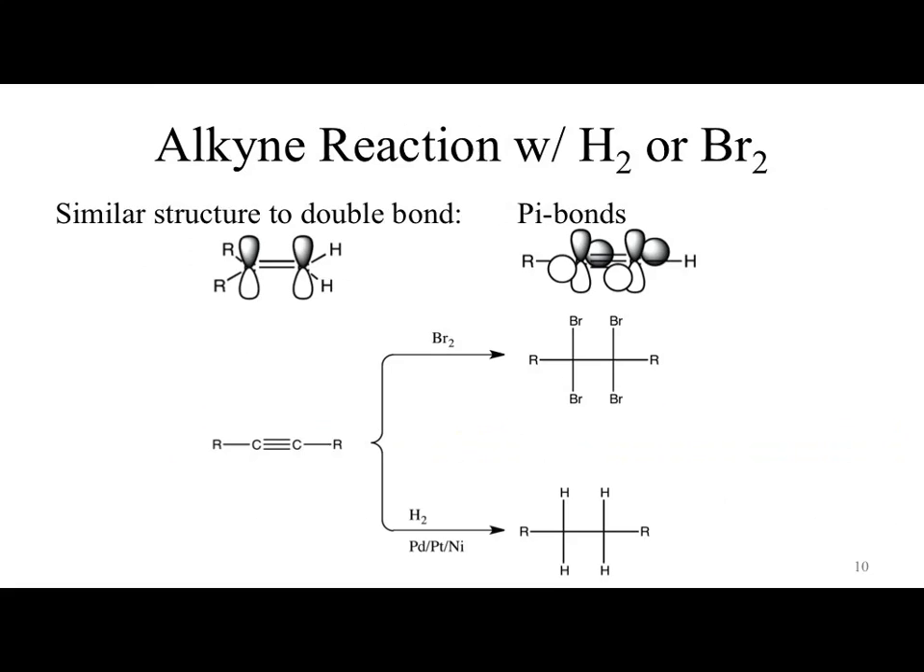Okay? We could also go through and react it with bromine. When we add Br2 across the alkyne, bromine reacts with a pi bond. If I've got 2 pi bonds, I can put on 2 equivalents of bromine. So it can add twice.